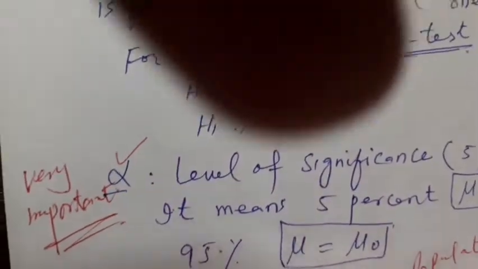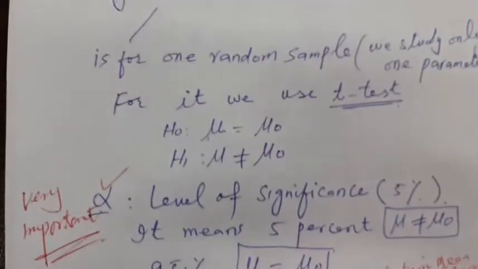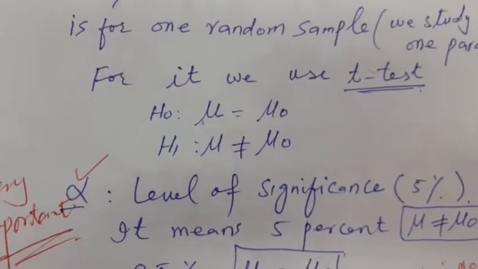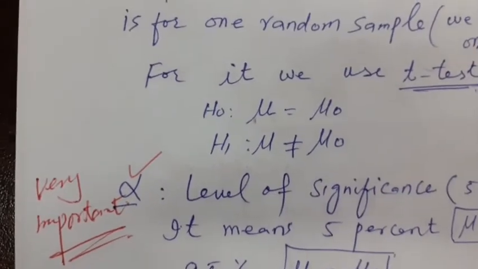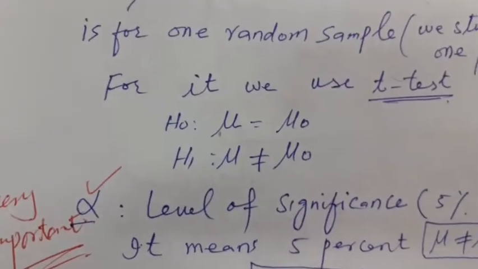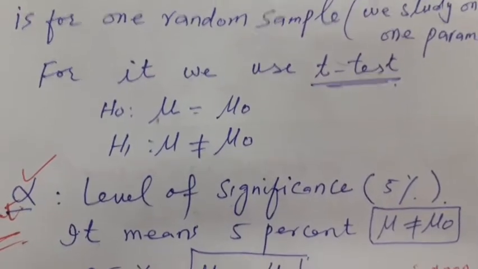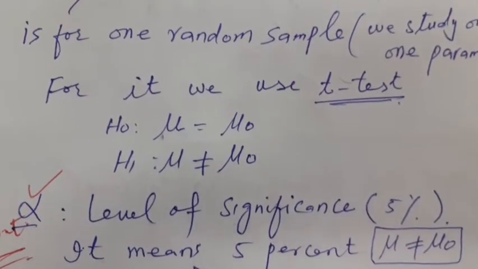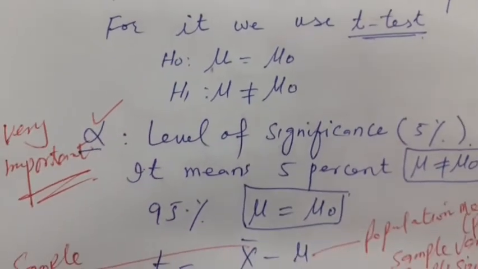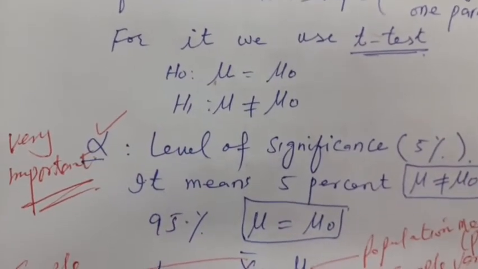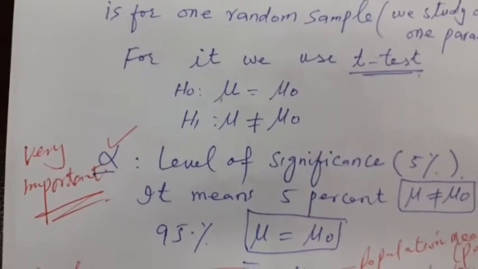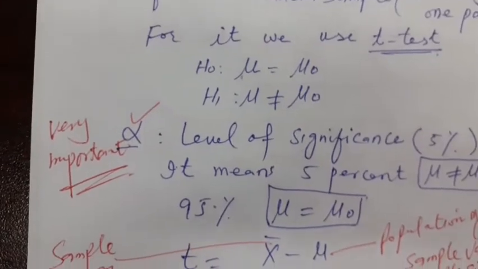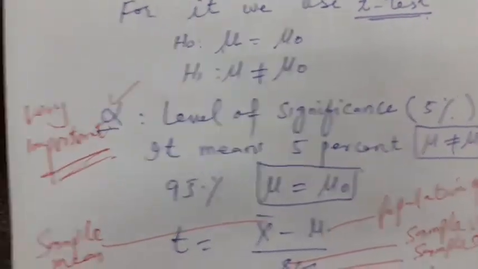The next step is alpha, the level of significance. Very, very important: the level of significance we can take as 5%, 1%, or 2%, any we can discuss. It means 5%, mu not equal to mu naught. This is a very, very important interpretation. 95% means mu is equal to mu naught. So here alpha is 5%, that is the H1, and 95% is the H0.